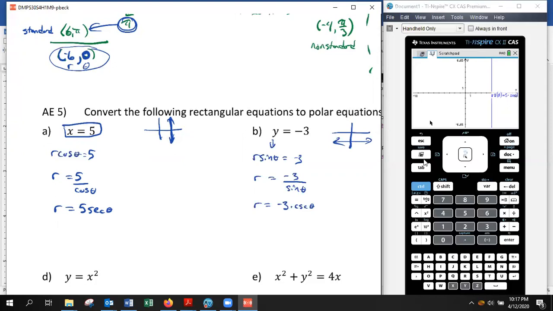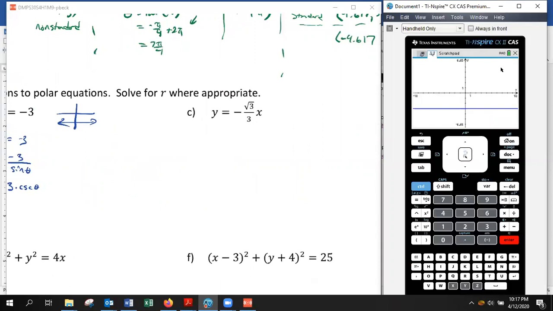Let me go ahead and change my equation. Instead of 5 secant theta, let's change that to -3 cosecant theta. Boom, there's my line, y equals -3.